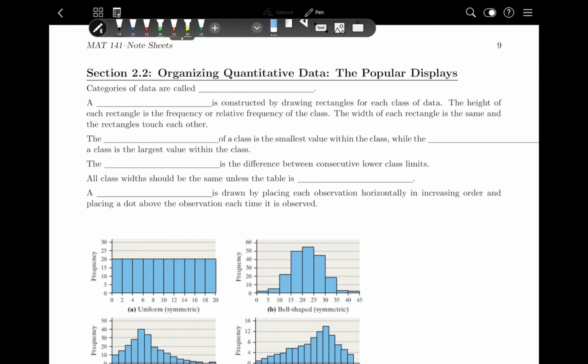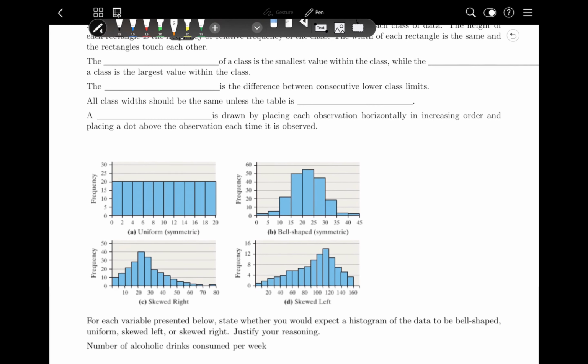Categories of data are called classes. A histogram is constructed by drawing rectangles for each class of data. The height of each rectangle is the frequency or relative frequency of the class. The width of each rectangle is the same, and the rectangles touch each other. So here are some examples of histograms.